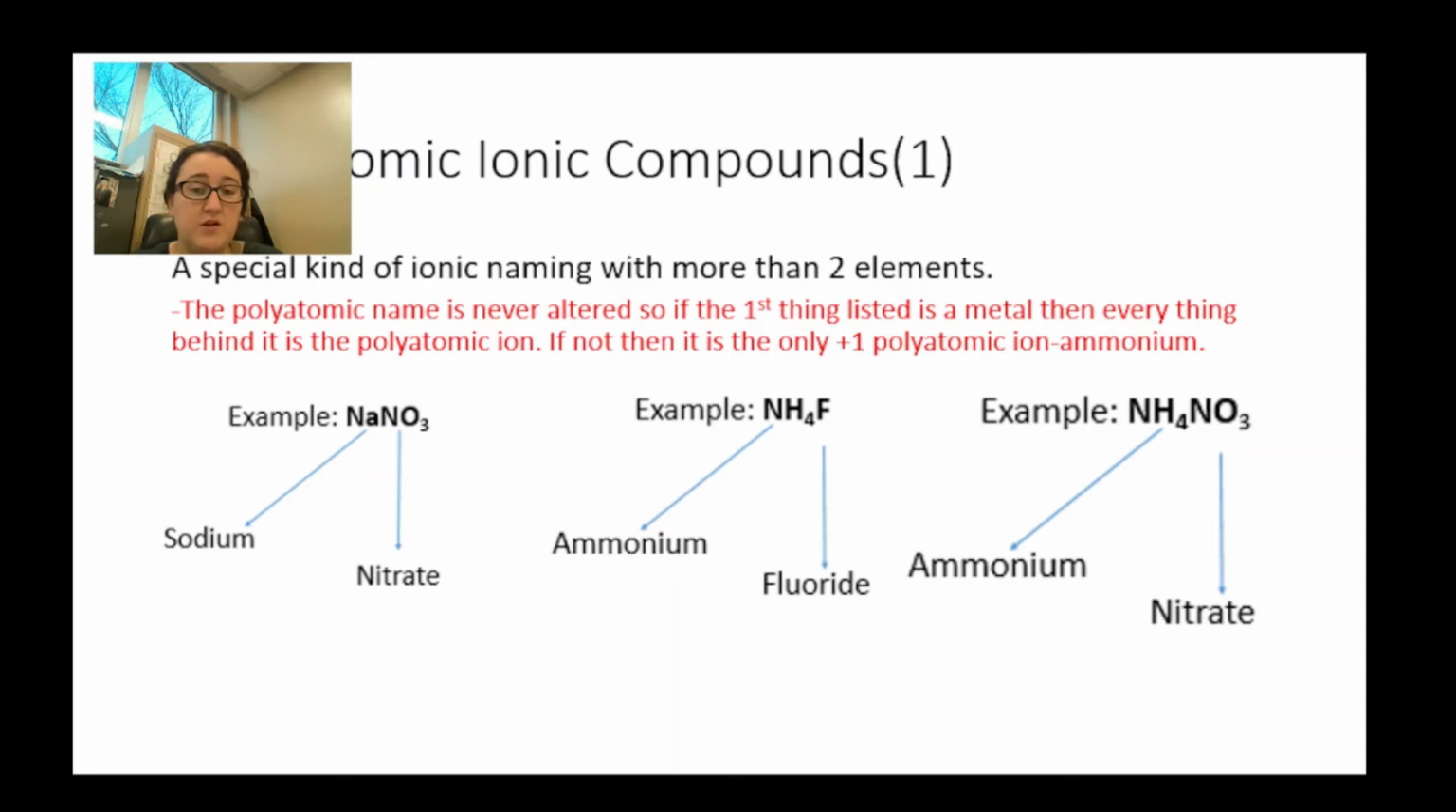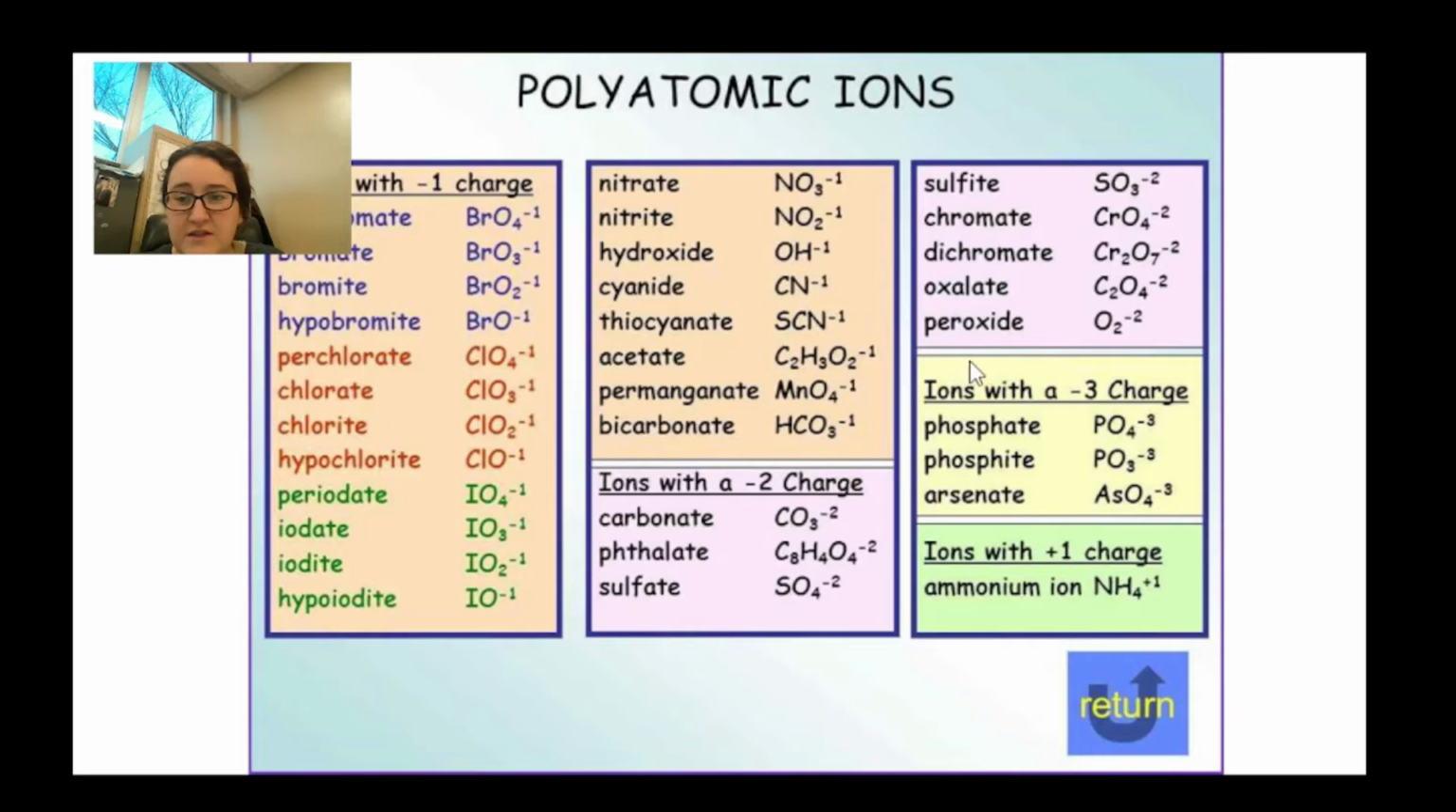So, look at these examples down below. We've got NaNO3, which as a name, the first ion is sodium, the second ion is nitrate. The overall name then would be sodium nitrate. Note that even though nitrate, the polyatomic, came second, you made no change to the name of the polyatomic. Going back, you can find nitrate right here, which is an NO3 -1 charge. Note that it is listed exactly like it is on our ion list.